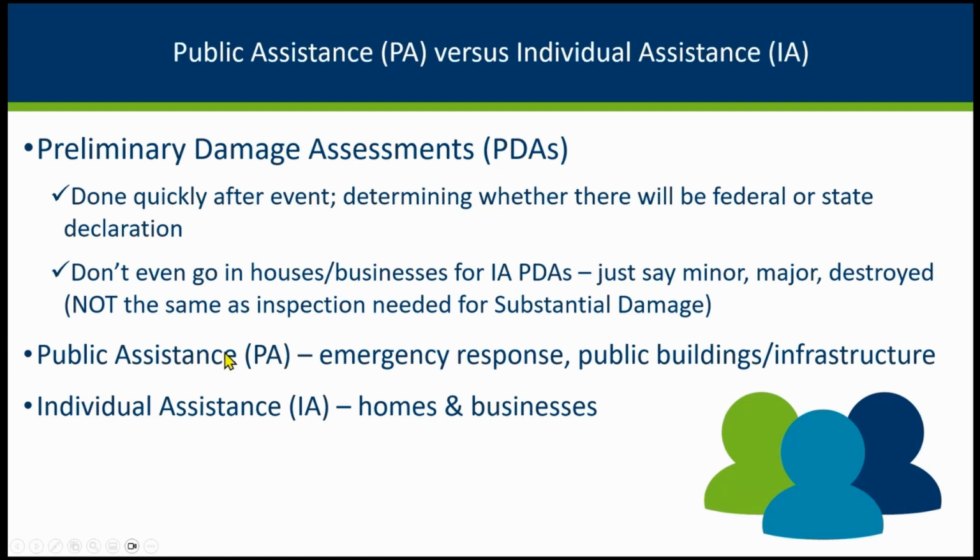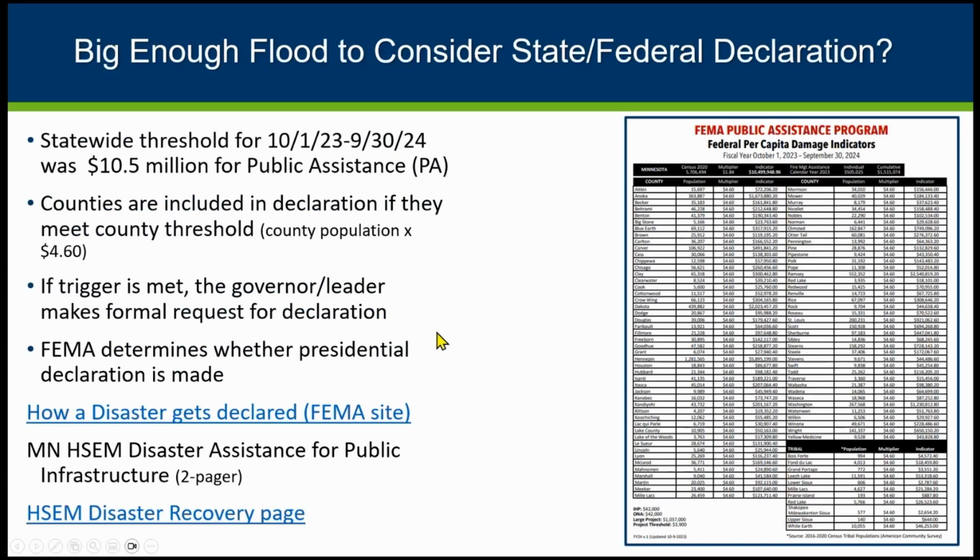And again, public assistance is all about emergency response efforts and damage to public buildings and public infrastructure: your roads, culvert crossings, utility lines, those kinds of things. And individual assistance is if a lot of homes and businesses are damaged. Now, there is a threshold. The statewide threshold last year was $10.5 million to be eligible for public assistance declarations, to even be considered whether they're going to have a declaration.